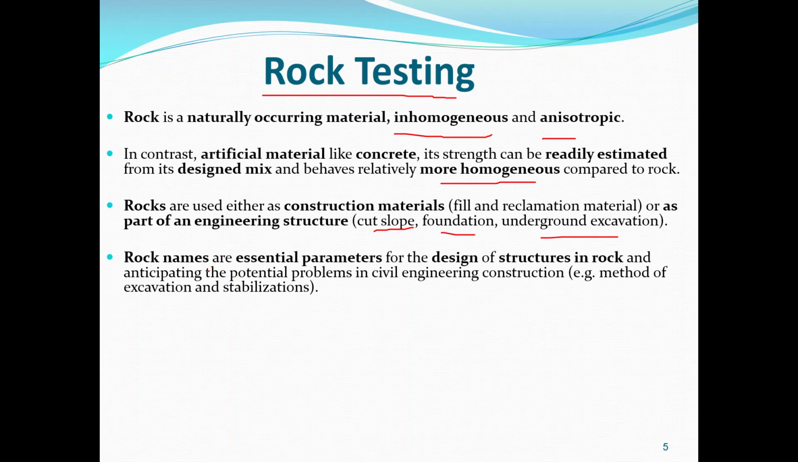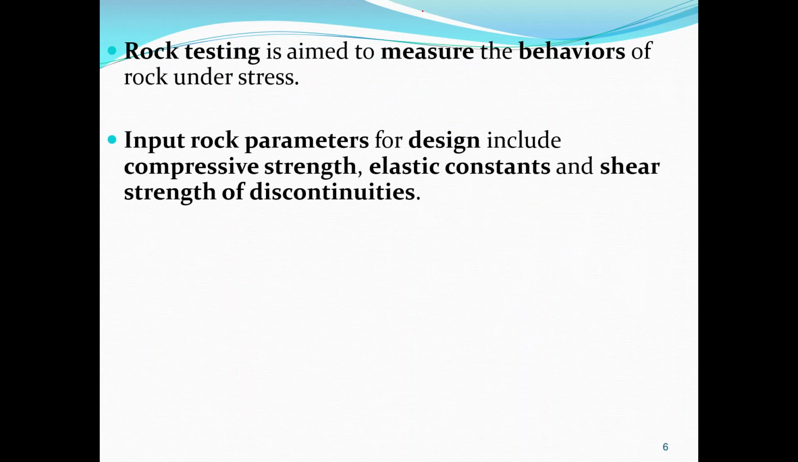Normally we name the rock, because that is important in the design of structures in rock. Since we know the rock's name, we can predict the potential engineering problems, and based on the rock name we can select suitable parameters from the literature review or previous studies. Rock testing is aimed at measuring the behavior of rock under stress. That behavior, in terms of rock strength, we can use in the design. For example, compressive strength, elastic constants, and shear strength, all of these we can use for design.